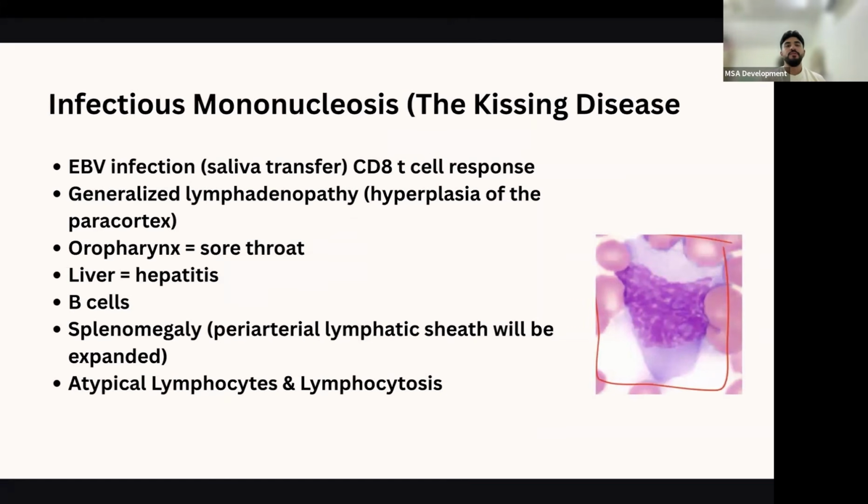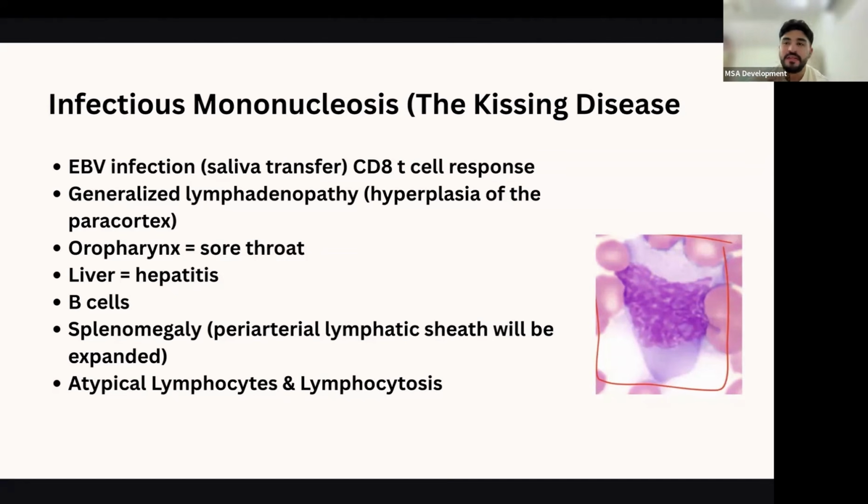Okay, infectious mononucleosis, or what they call the kissing disease. It's from the EBV virus via saliva transfer. It activates your CD8 T cell response, and the patient is going to present with fever and generalized lymphadenopathy. They're going to have a sore throat as well, and they can also have hepatitis. Usually the question is going to be like this gentleman, probably 27 years old, with fever, generalized lymphadenopathy, and sore throat. Done, this is infectious mononucleosis.